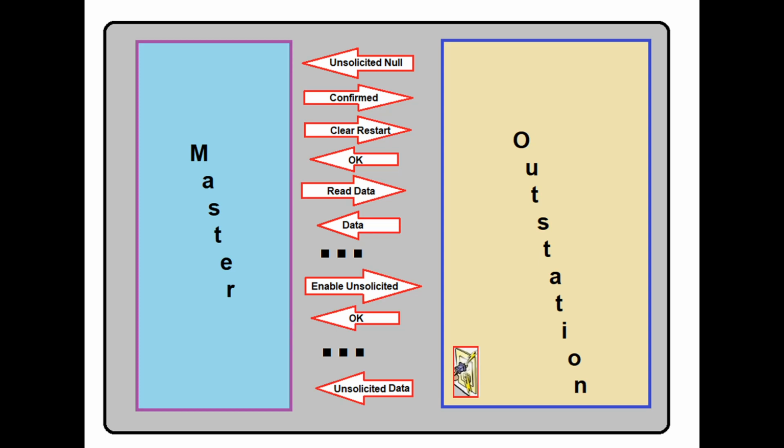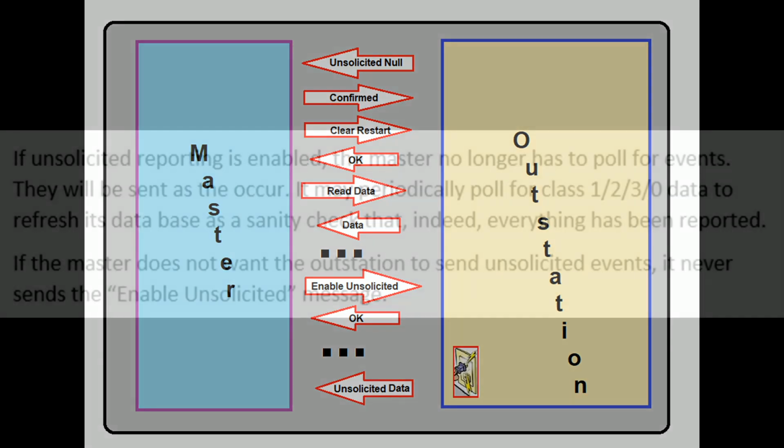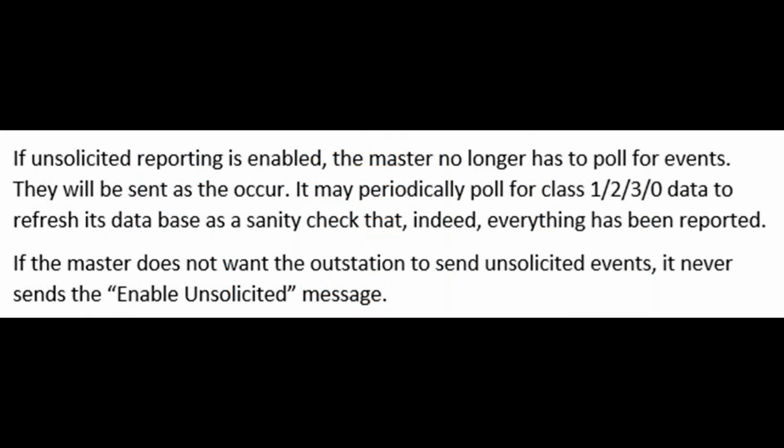after all this is done, and if it wants to use unsolicited reporting, the master sends a request to the outstation to enable unsolicited reporting. Now and only now is the outstation free to send unsolicited events. If unsolicited reporting is enabled, the master no longer has to poll for events. They will be sent as they occur. It may periodically poll for class 1230 data to refresh its database as a sanity check that, indeed, everything has been reported.